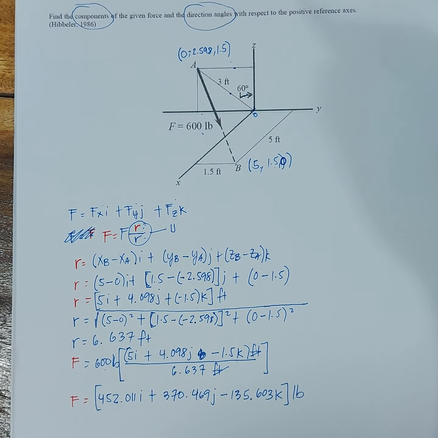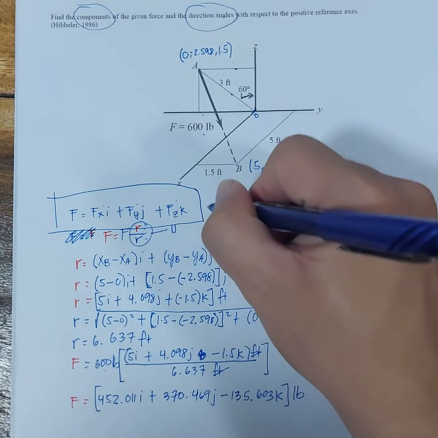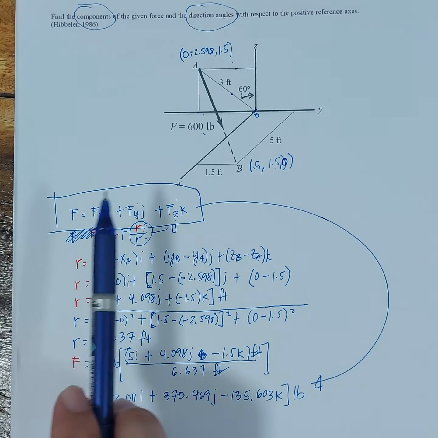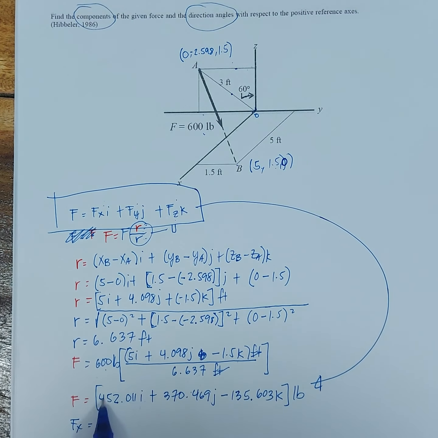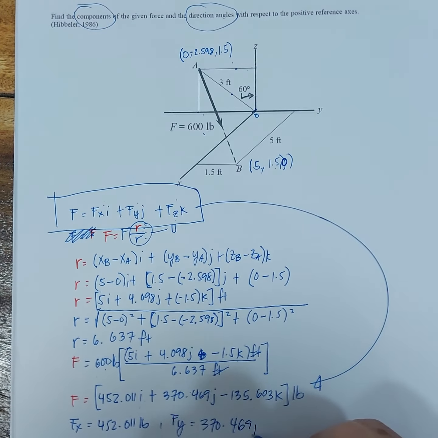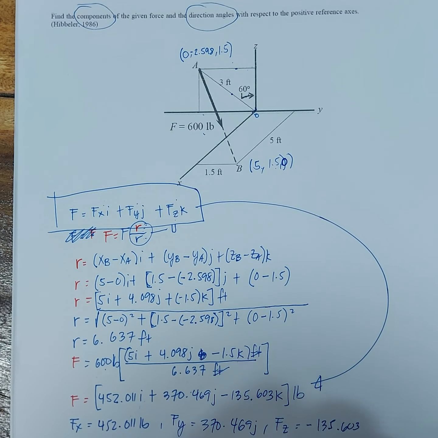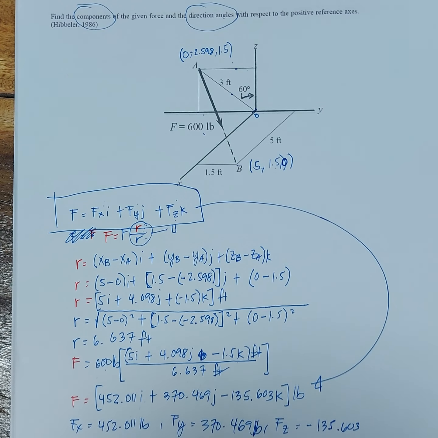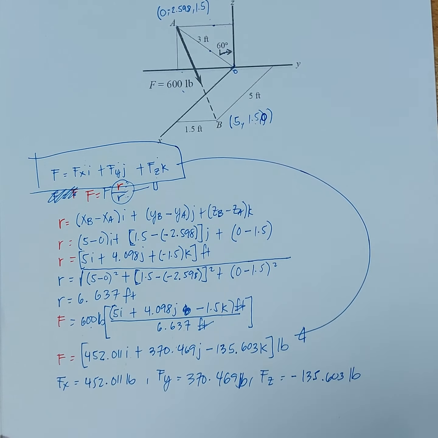Since we are solving for the components of the force, going back to our equation, Fx, the x component, is simply this. Remember, ijk would be the direction. So 452.011 pounds. Then Fy, or the y component, is equal to 370.469 pounds. And then the z component is equal to negative 135.603 pounds. This is also in pounds. Okay? So that would be in pounds.